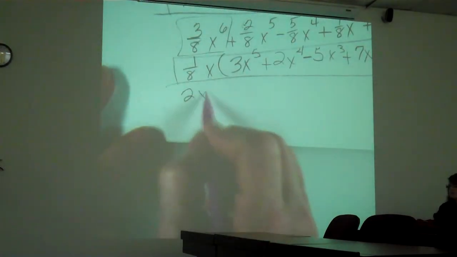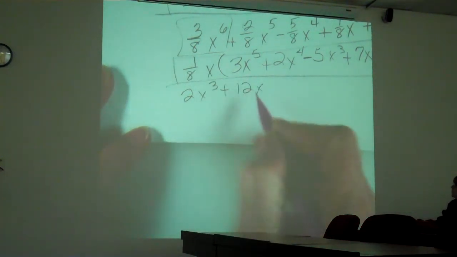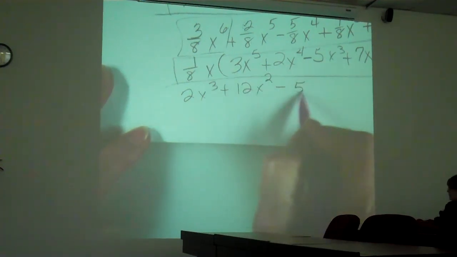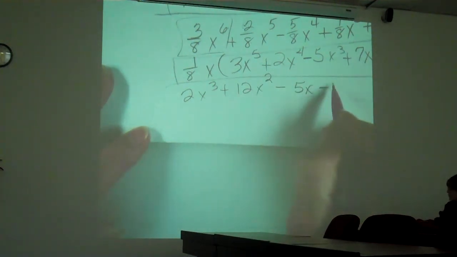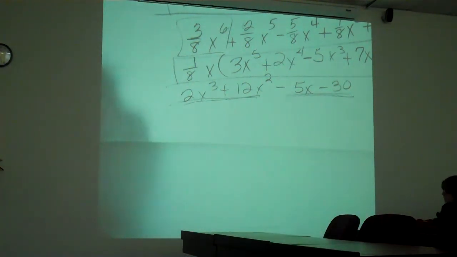2x to the third power plus 12x to the second power minus 5x minus 30. This is grouping, so group the first two and second two.